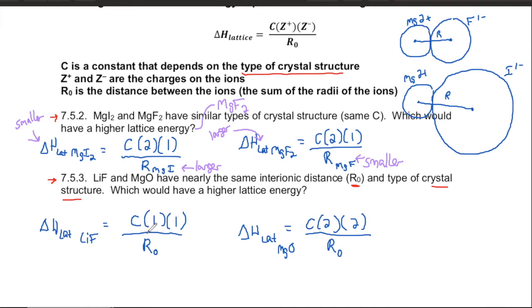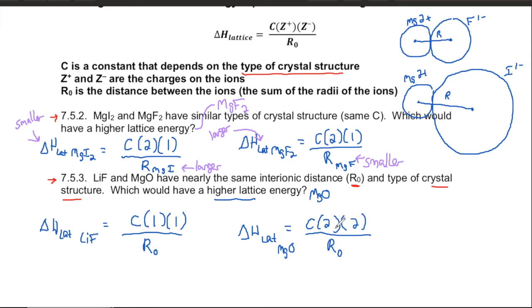This one, we have a big difference in the charges. We have a single charge lithium and fluorine versus a +2 and a -2 for magnesium and oxygen. So this lattice energy of magnesium oxide is going to be 4 C over R instead of this one, which is just C over R. So this lattice energy is going to be 4 times higher. So a higher lattice energy, and that would be magnesium oxide, and it would be significantly higher. This would be 4 times higher.